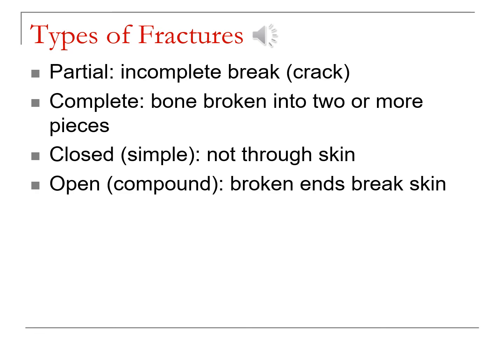So what are the types of fractures? A partial fracture is an incomplete break or a crack. You say that the patient has a complete fracture once the bone is broken into 2 or more pieces. It's a closed or simple type of fracture if the skin is not wounded or the break is not through the skin, and it's an open or compound type of fracture when, because of the break in the bone, the skin also breaks open.